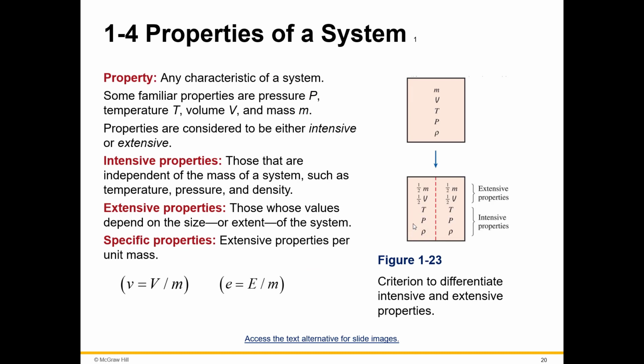And then we talk about properties of a system, because remember the first law establishes energy as a property. These are very important. A property is any characteristic of a system. Okay? And the first law says energy is one of those. Okay? Some familiar properties are pressure, temperature, volume, mass. You can take the temperature, the characteristic or the property of you as you being a system, 98.6 degrees on average. Properties are considered to be either intensive or extensive.